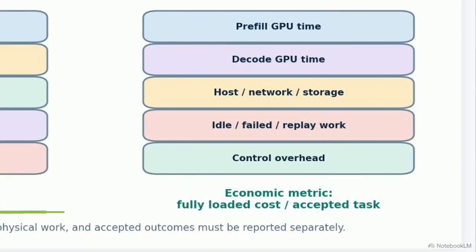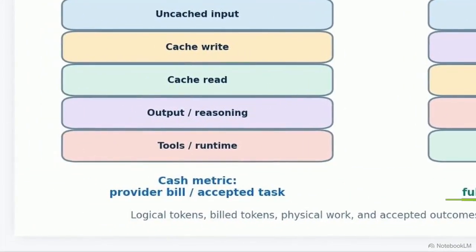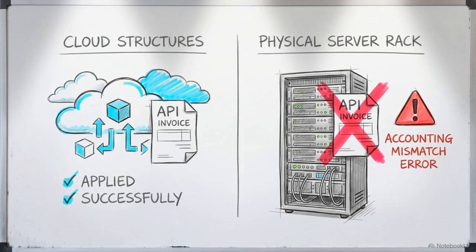These require different denominators. For APIs, the goal is the provider bill per accepted task. For self-hosted systems, it is the fully loaded infrastructure cost per accepted task. Applying the wrong denominator to your architecture ensures that your efficiency efforts will never actually reach the balance sheet.